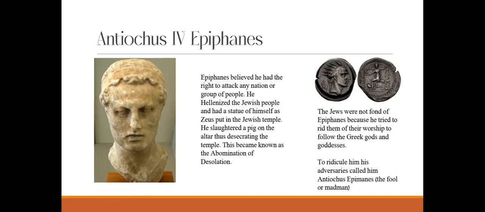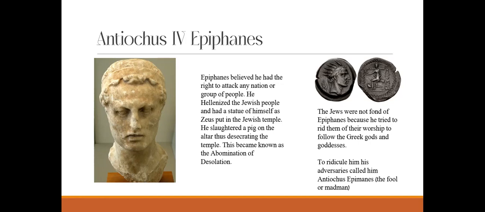Furthermore, he slaughters a pig on the altar, an unclean animal. And as he desecrates the temple by doing so to embarrass the Jewish people, to intimidate them and control them, this became known as the abomination of desolation. This particular effort of Antiochus Epiphanes was to try to get the Jews to quit following Yahweh and start to worship the Greek gods and goddesses.